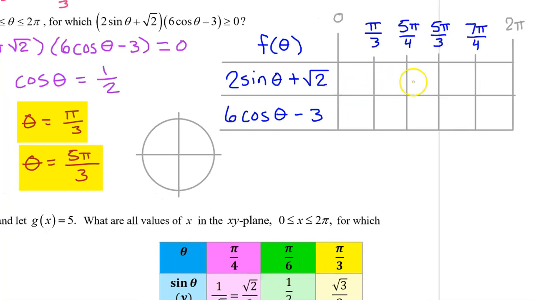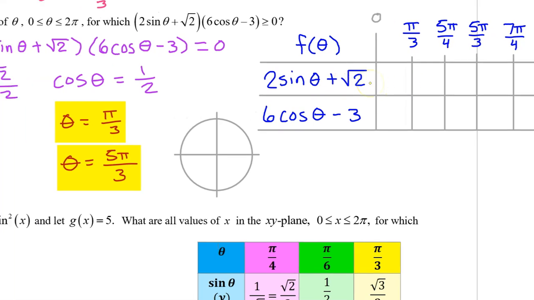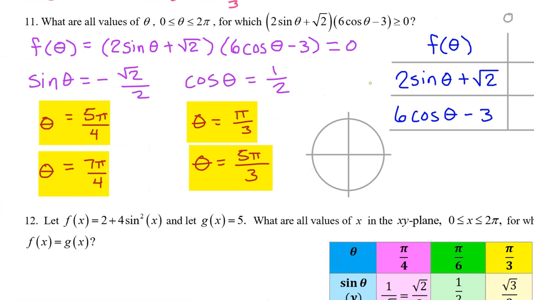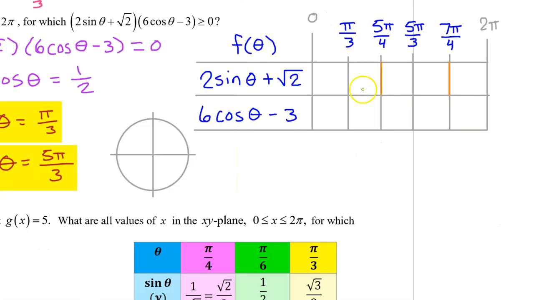Next, let's highlight the critical values where the first row is equal to 0. When we set 2 sine theta plus radical 2 equal to 0, we got 5 pi over 4 and 7 pi over 4. These are the only 2 places where the first factor might change signs. So instead of having to test 5 intervals, we really only have 3, beginning, middle, and end.